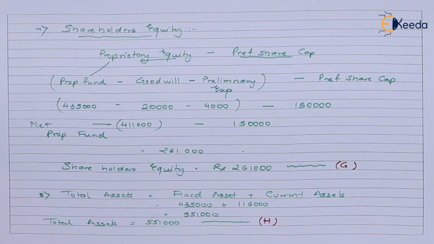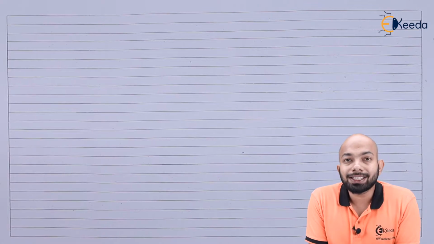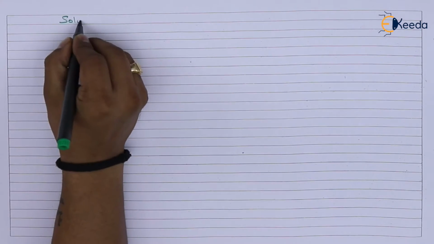So now total assets is equal to 5,51,000. With this we have completed the working note. Let's start with the actual problem, which relates to the finding of all financial ratios. So the first ratio that we'll be starting with is the current ratio.